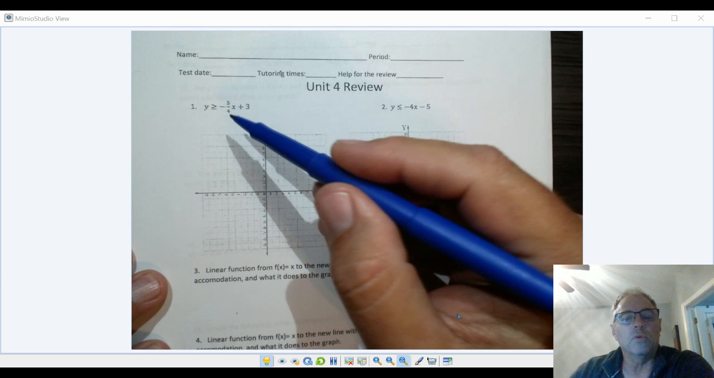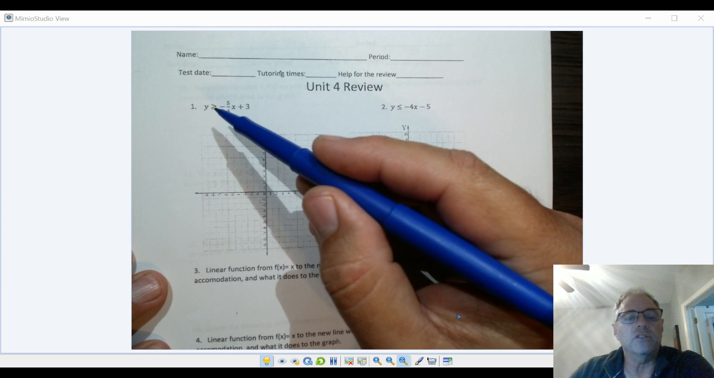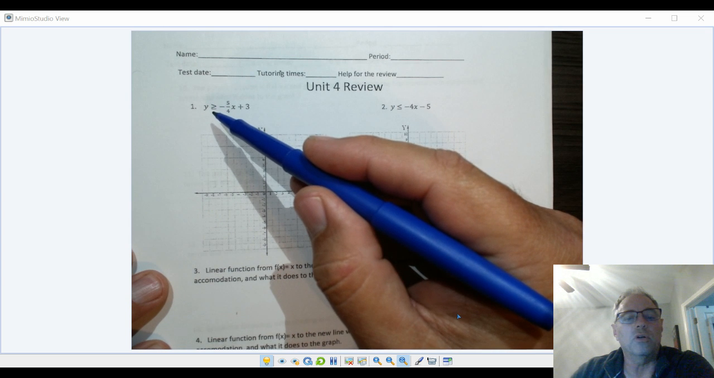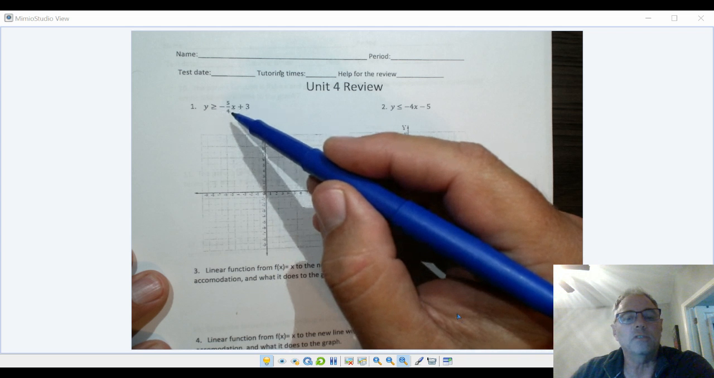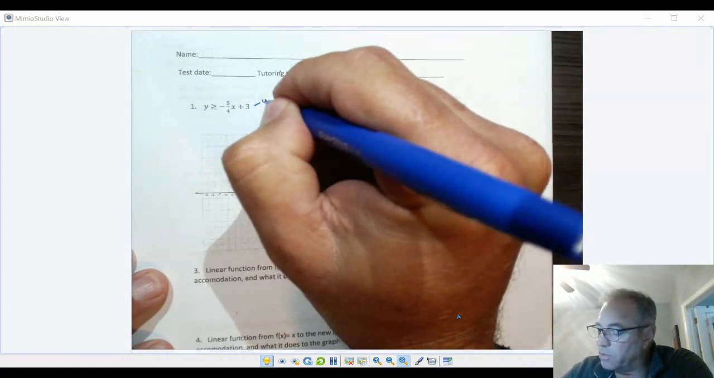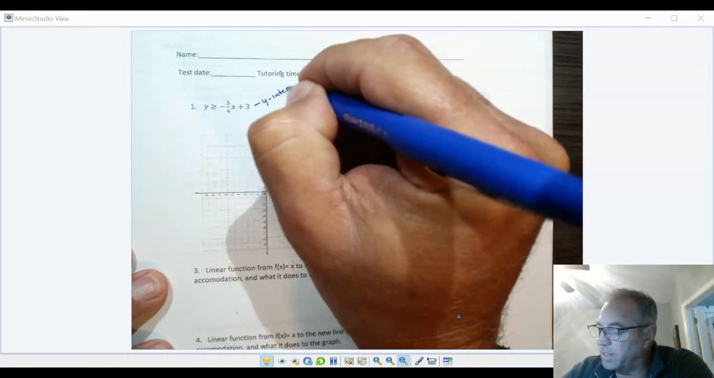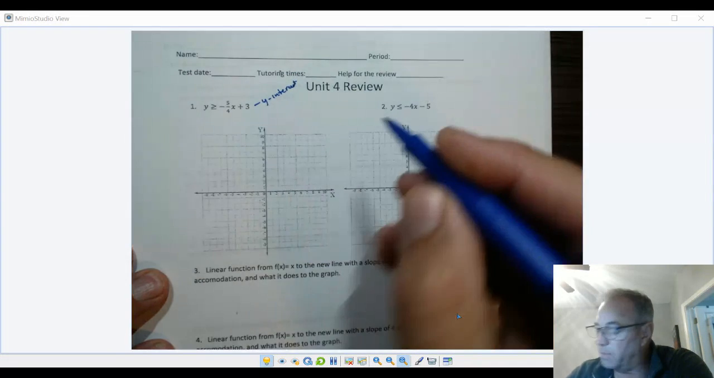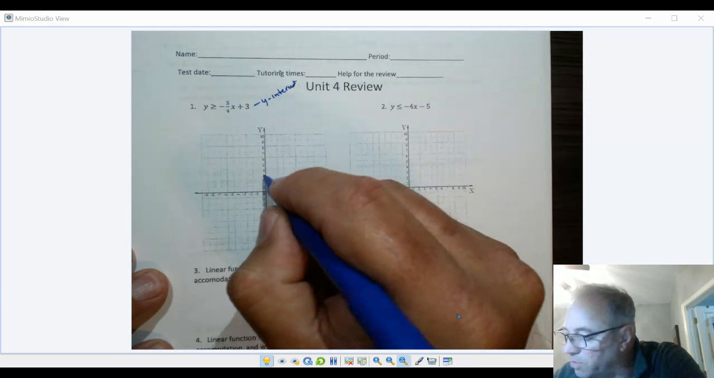All right, so this number one, if you notice here, it says y is greater than or equal to, don't forget that little bar under there, negative 5 over 4x plus 3. We're supposed to graph this. So we always start with the y-intercept first. The number that's being added or subtracted to the x is my y-intercept. So I'm going to start where y is 3, which is right here.